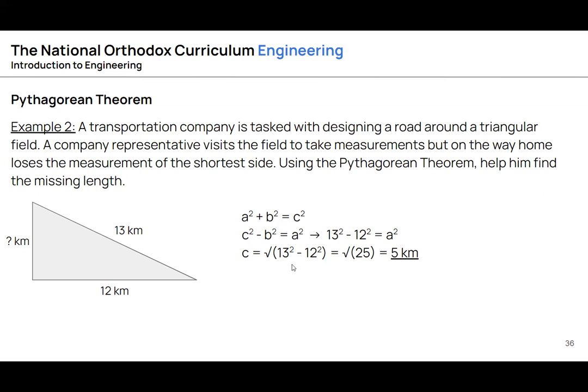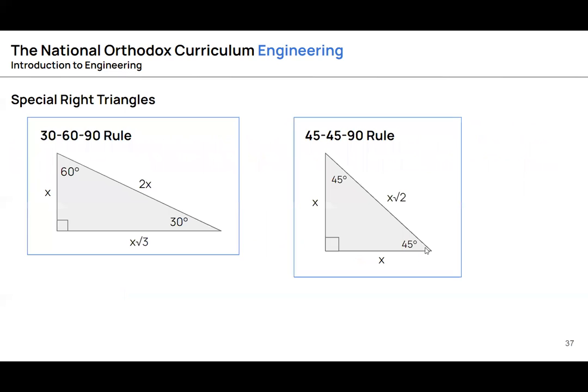Once again, we rearrange it the same way. And I'm so sorry, this should say a right here, not c, equals the square root of 13 squared minus 12 squared, or the square root of 25. And then we know that that short side is 5 kilometers long.